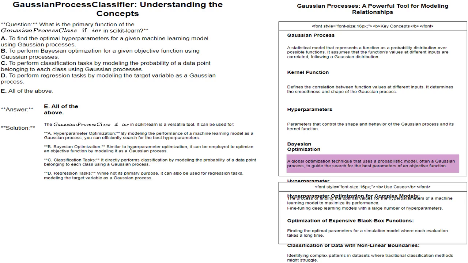A global optimization technique that uses a probabilistic model, often a Gaussian process, to guide the search for the best parameters of an objective function.